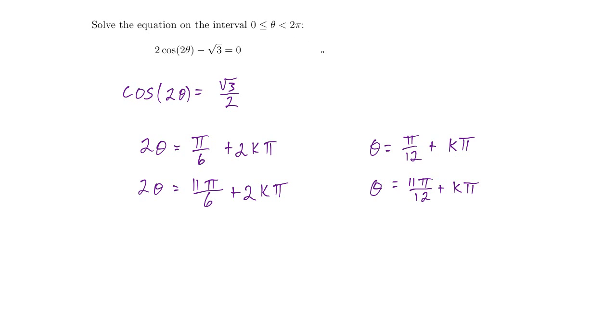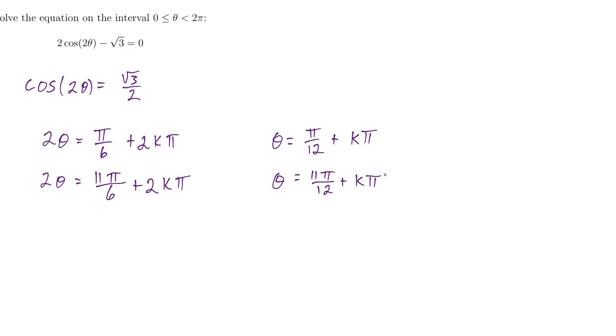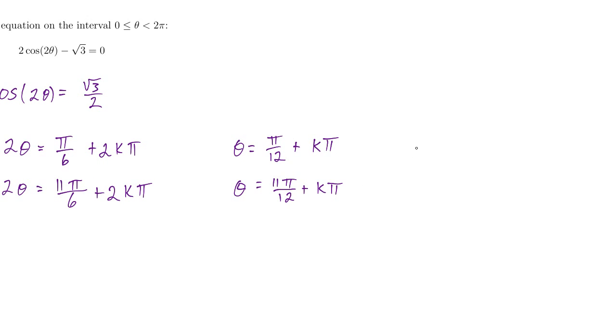Now, this describes all solutions to this equation, not just solutions between 0 and 2 pi. To find the solutions between 0 and 2 pi, I need to plug in values for k. So what could I plug in for k? Well, I could plug in k equals 0. If k is 0, I get that theta is equal to pi over 12, and theta is equal to 11 pi over 12. But notice 11 pi over 12 is still just in the second quadrant. And if I add another pi to that, I'll still be less than 2 pi. So now I need to consider what happens when k is 1.